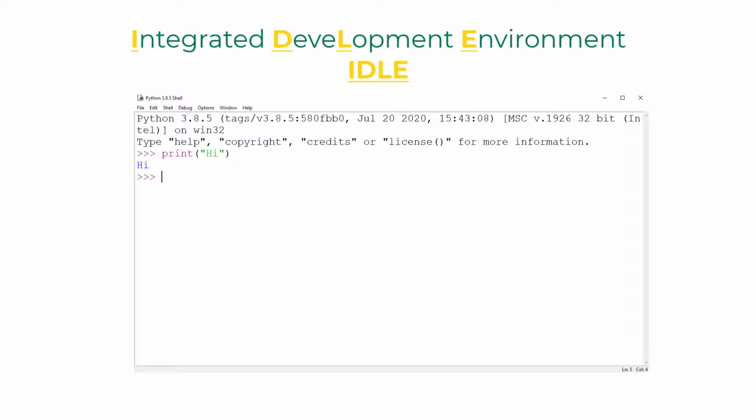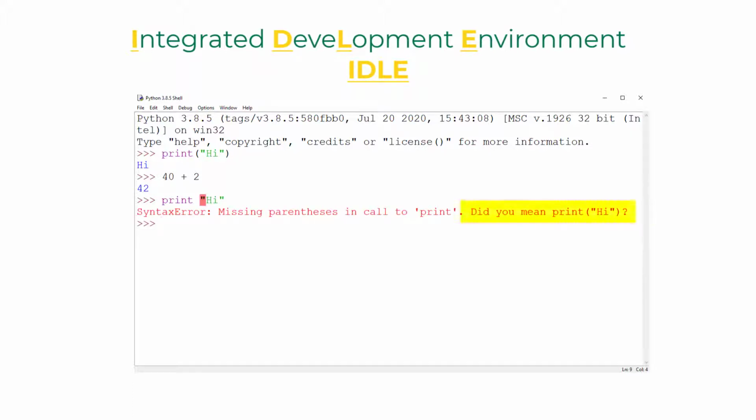You can also quickly execute mathematical operations and get their results. When you enter a code statement with invalid syntax, the interpreter reminds you to correct the syntax error. Read the error text and see if it helps you correct the syntax.